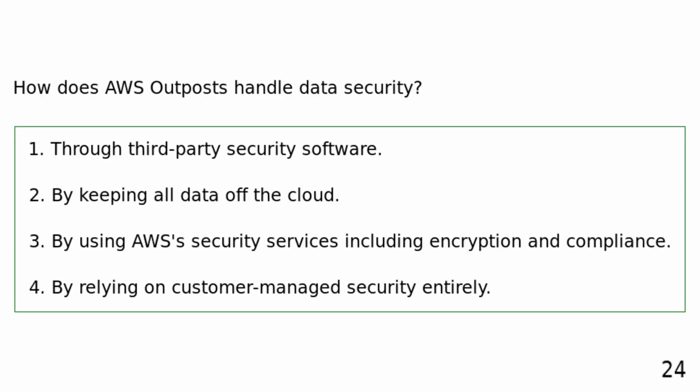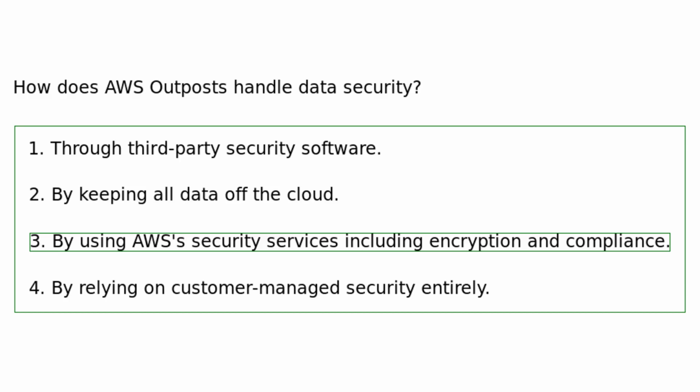How does AWS Outposts handle data security? Through third-party security software. By keeping all data off the cloud. By using AWS's security services including encryption and compliance. By relying on customer-managed security entirely. AWS Outposts utilizes AWS's security services, including encryption and compliance measures, to ensure data security on-premises.